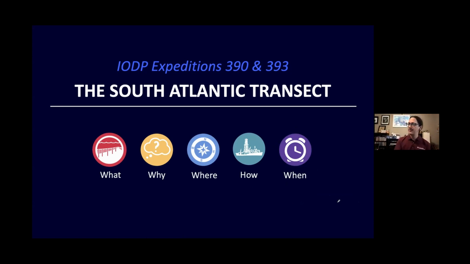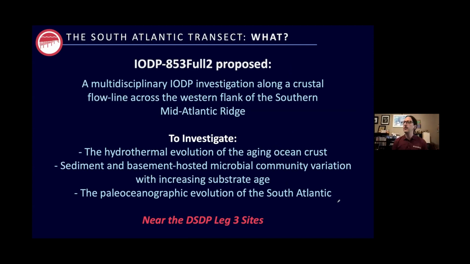On the South Atlantic TRANSECT, I'm going to give you a little bit of background on the project. It is based on a proposal titled a multidisciplinary IODP investigation along a crustal flow line across the western flank of the southern Mid-Atlantic Ridge. The 3 main purposes are to study the hydrothermal evolution of the aging ocean crust, to investigate sediment and basement hosted microbial community variation with increasing substrate age, so as that crust ages, and to look at the paleoceanographic evolution of the South Atlantic.